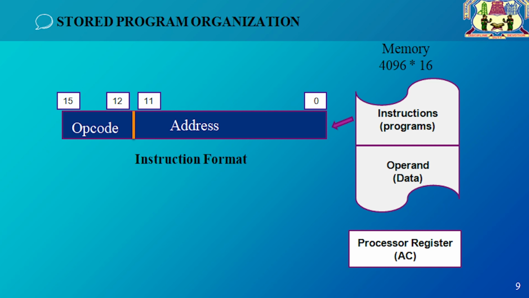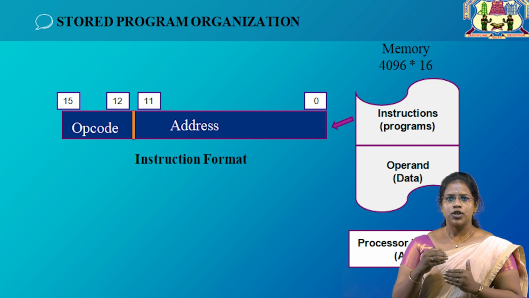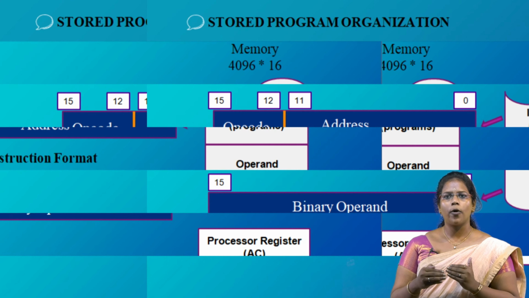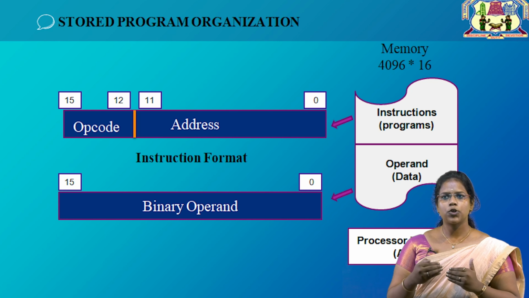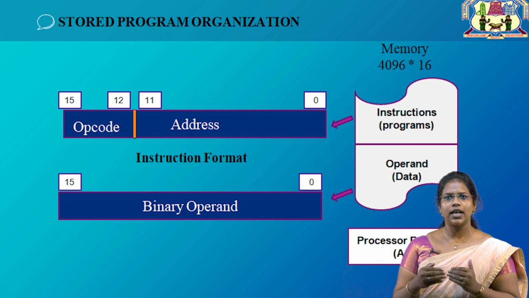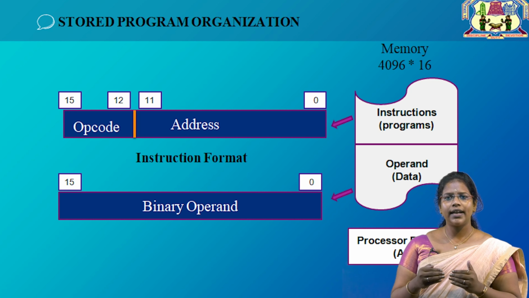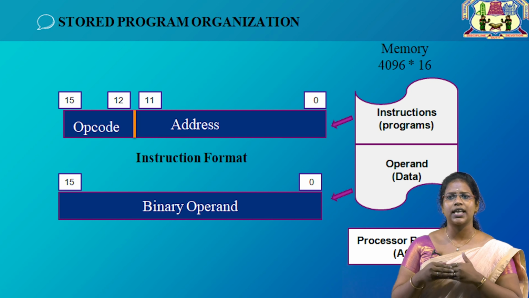So to point to the memory locations we require 12 bits, so we can point to 4096 locations of the memory. That is what we term the instruction format. Now let's talk about the operand. The operand size should obviously be 16-bit, so 0 to 15, because there is no division of the operand, it is 16 bits. So this is the stored program organization in the memory.